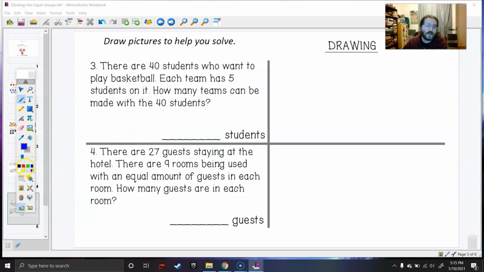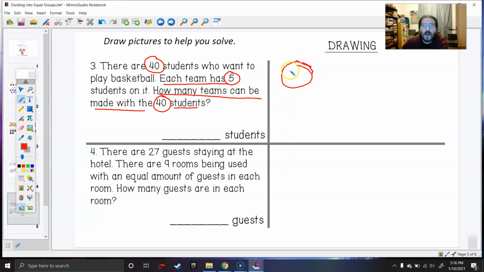All right, our next ones, last 2. There are 40 students who want to play basketball. Each team has 5 students on it. How many teams can be made up with 40 students? All right, so how many teams can we have? So we know that each team has 5. It's going to be kind of like our table example. So we'll draw our first team.